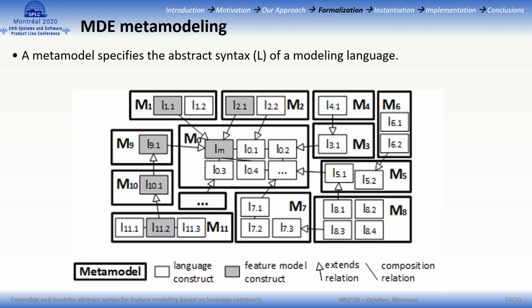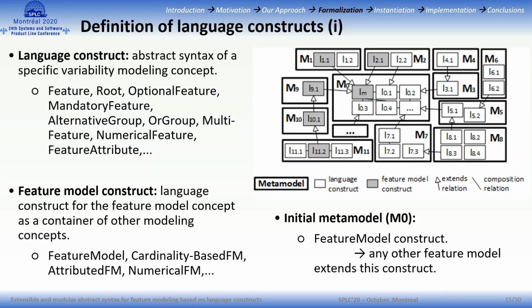One way of specifying the abstract syntax of a feature modeling language is using metamodels. So here we use metamodels to define the abstract syntax of the language constructs for feature models. But what exactly is a language construct?